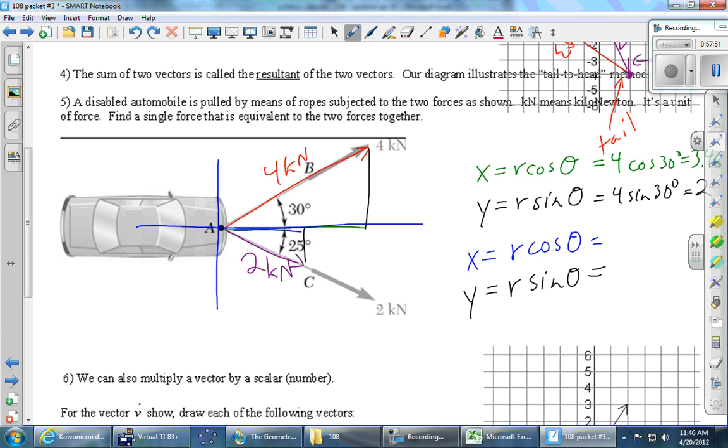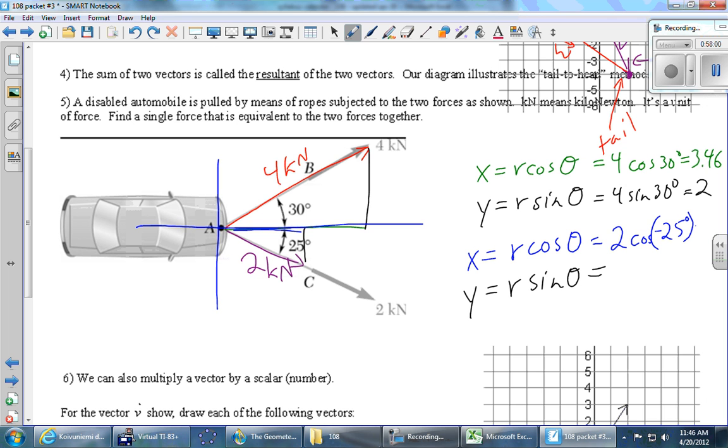So how much is r for this one? 2. So we go 2 cosine negative 25. How much? 1.8? 1.81, thank you. And then 2 sine negative 25. Negative 0.85. Super. How much is that bottom machine pulling straight to the right? 1.8. How much is it pulling up? Negative 0.85, or down 0.85.